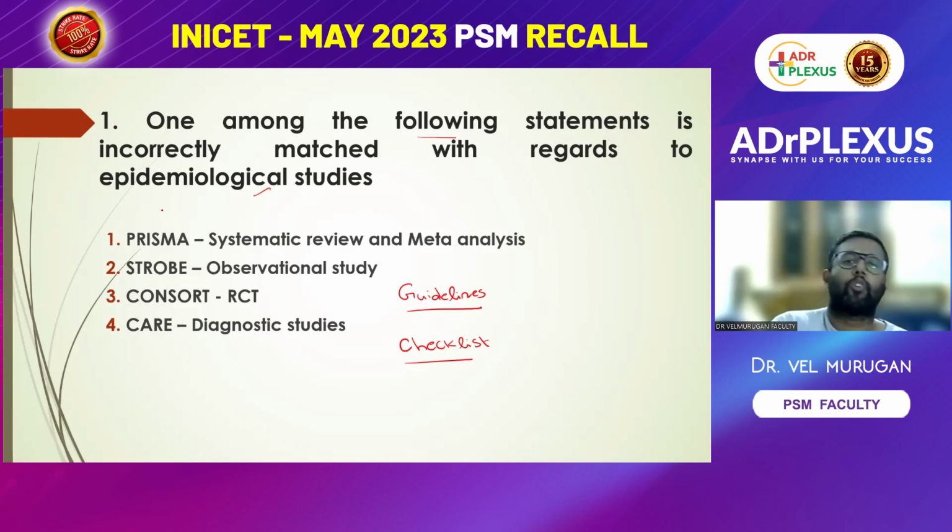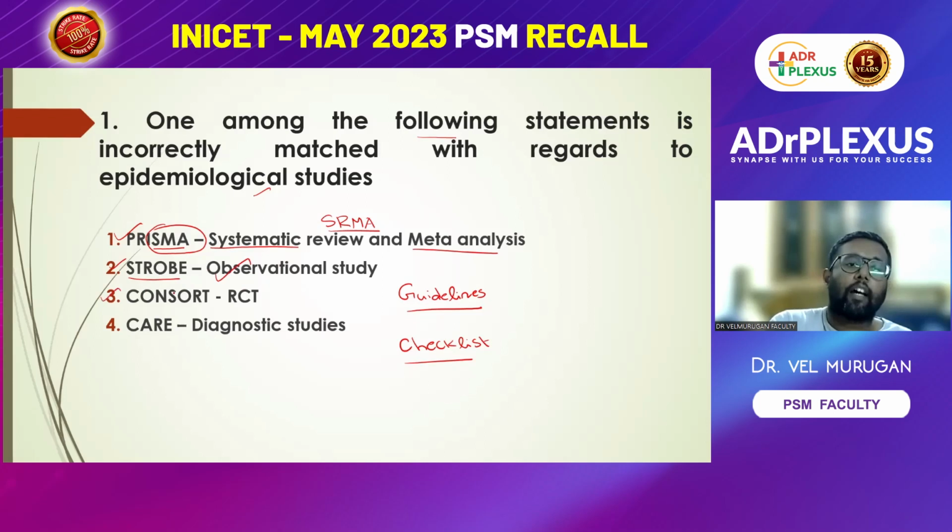The checklist for systematic review and meta-analysis is nothing but PRISMA. You can remember PRISMA as SMA, systematic review and meta-analysis. PRISMA is the checklist for systematic review and meta-analysis. Next, STROBE. This is used for observational studies. Observational study means case control studies or cohort studies. For this, the checklist is STROBE.